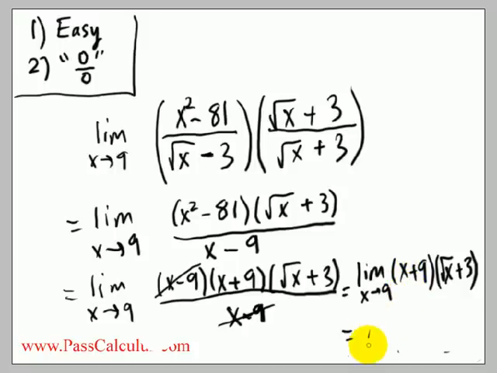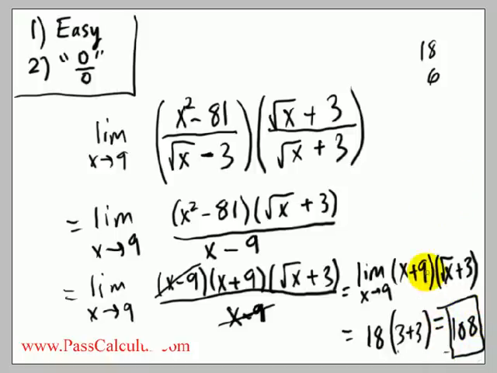9 plus 9, 18. And here we have root 9 plus 3. Root of 9 is 3, right? So it's like 3 plus 3. So it's 18 over 6. Oh, what's that? 18 times 6 is 60 and 48, 108, is that right? Yeah, I think so. So here the answer is 108, okay?